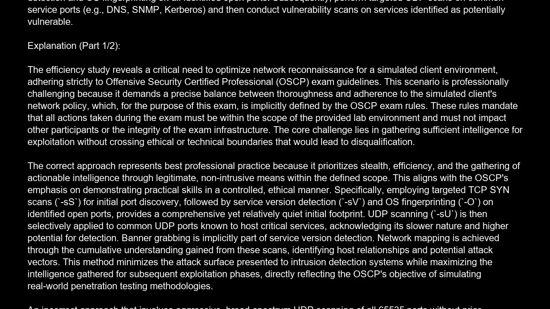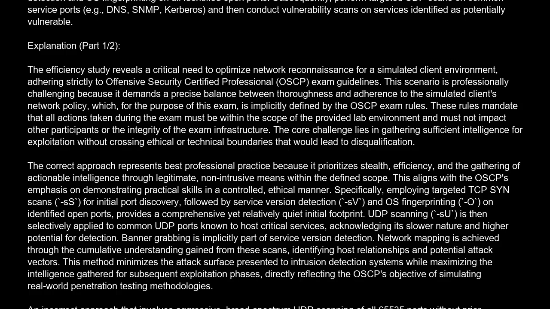Specifically, employing targeted TCP/SYN scans, -sS, for initial port discovery, followed by service version detection, -sV, and OS fingerprinting, -O, on identified open ports, provides a comprehensive yet relatively quiet initial footprint. UDP scanning, -sU, is then selectively applied to common UDP ports known to host critical services, acknowledging its slower nature and higher potential for detection.